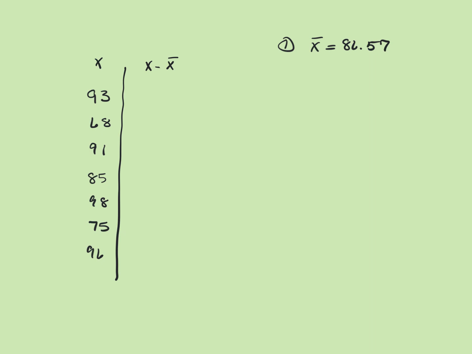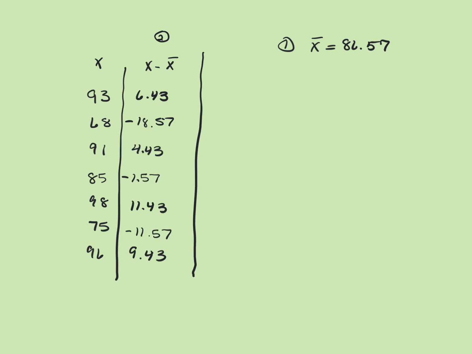So then step number 2, remember, is to go ahead and find each value's difference from the mean. So I'm going to go ahead and take 93 minus 86.57 and write down that value. And then I'm going to take 68 minus that 86.57, write down that answer. And we're just going to continue down, so it's going to be the value minus the mean. So go ahead and complete that chart.